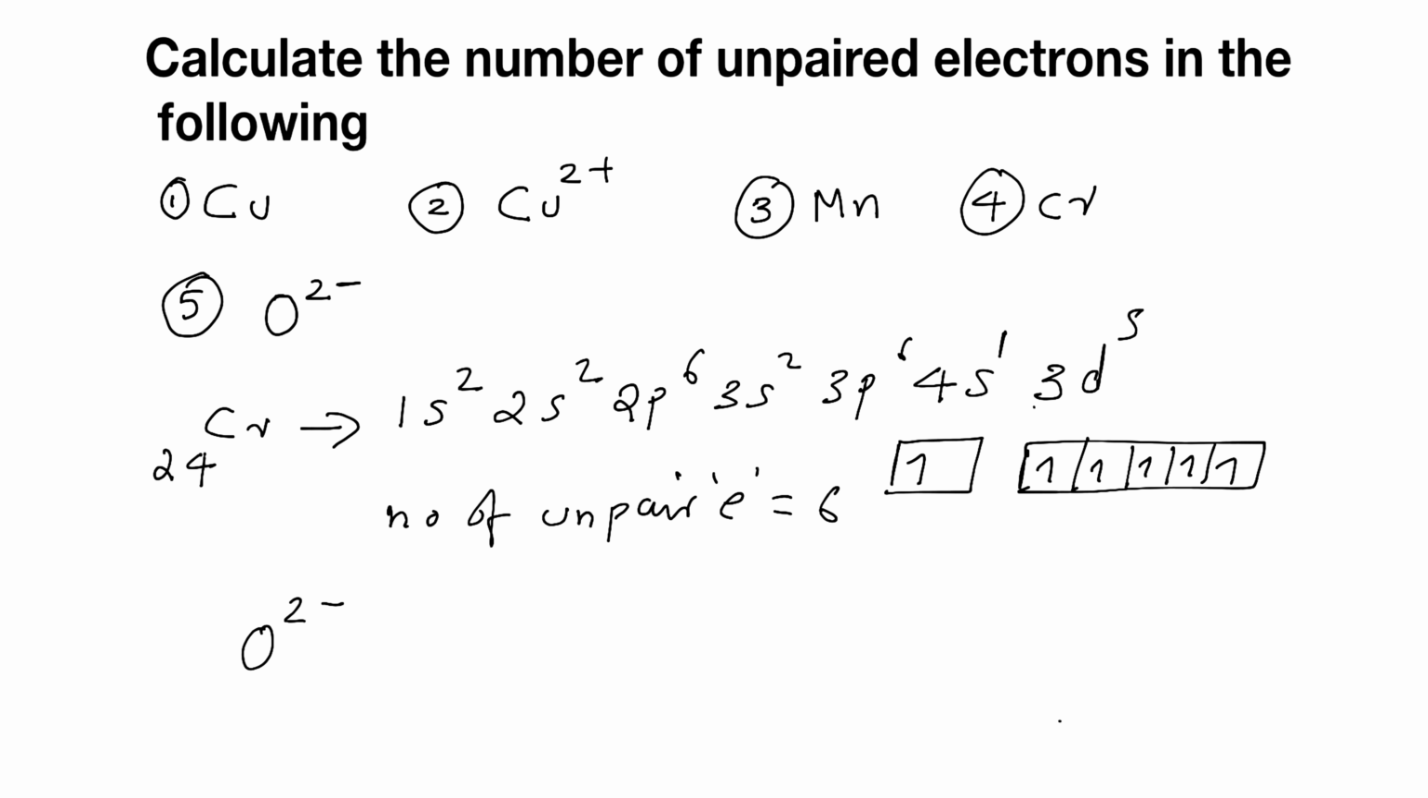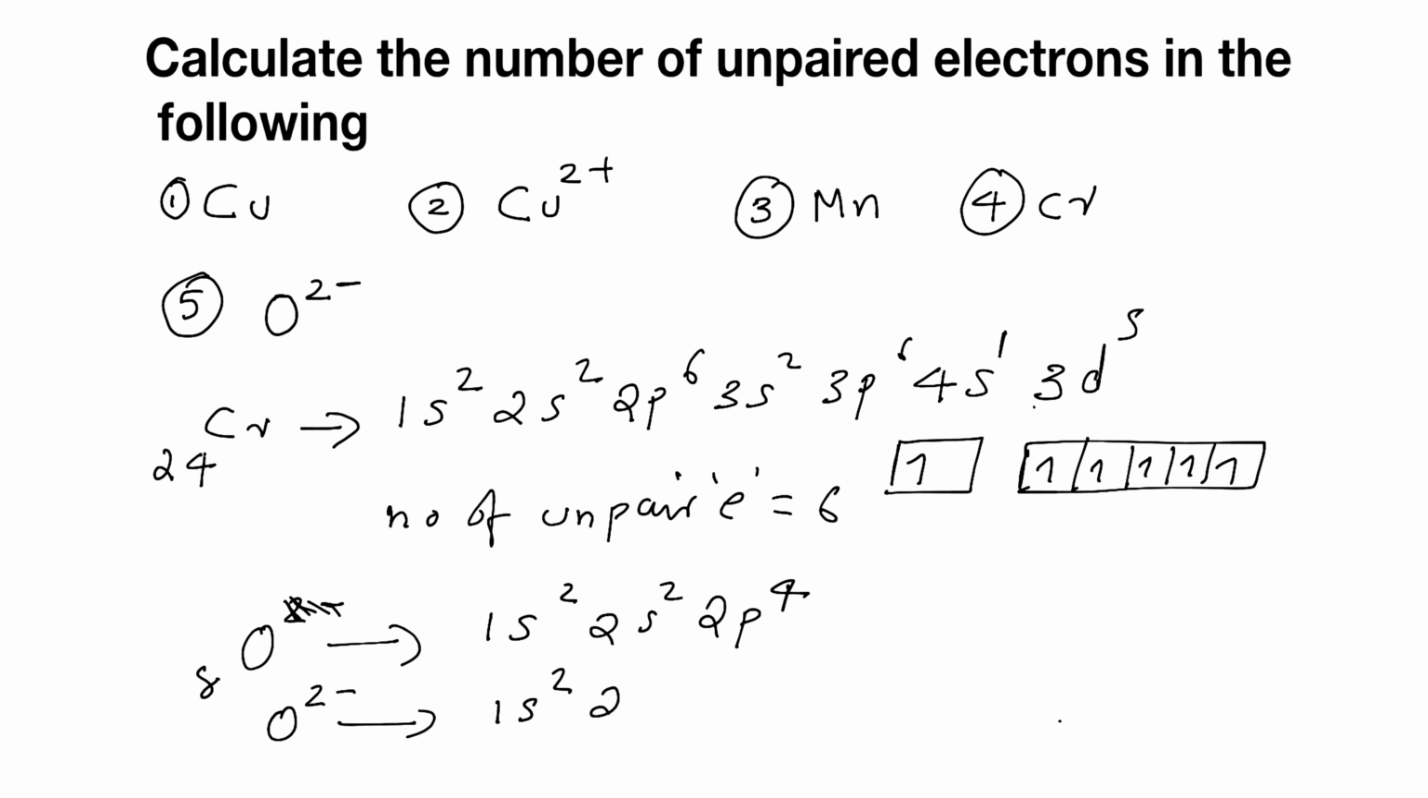O2 minus, right? Okay, first we can write oxygen. Oxygen, you know, 1s2, 2s2, 2p4. Atomic number is 8, right? Now O2 minus, what is that? 1s2, 2s2, 2 extra electrons will be added in 2p. So it becomes 2p6. Okay, now check 2p.